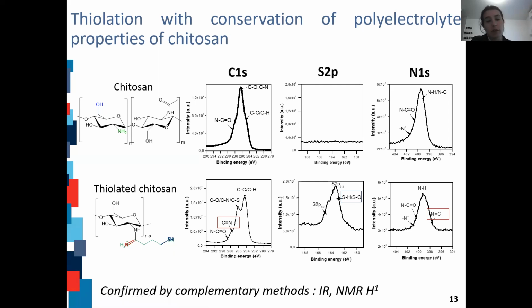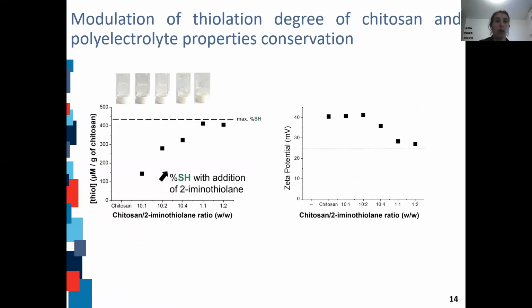And these results were also confirmed by other methods such as IR, NMR, and elemental analysis, and the number of thiols was quantified by Ellman's reaction, which I will talk about later. So once we could prove that we had a thiolated chitosan, we played on the ratio of chitosan and iminothiolane in order to modulate the percentage of thiol that was integrated in the chitosan. This is represented here on the left: the ratio chitosan to iminothiolane, and here the percentage of thiol. We can see that we were able to integrate an increasing percentage of thiol, up to reaching a maximum.